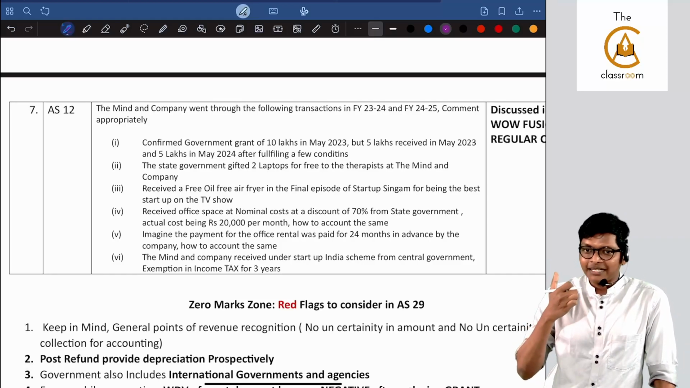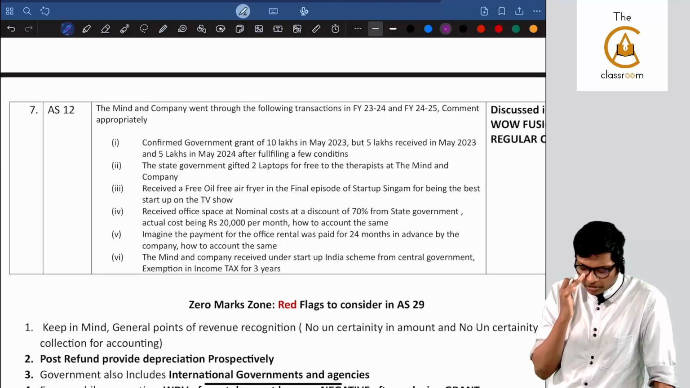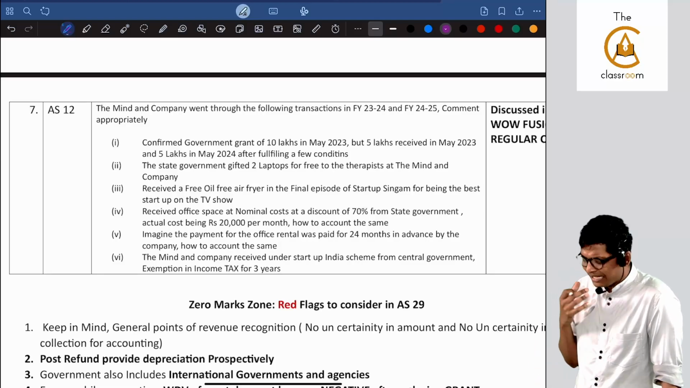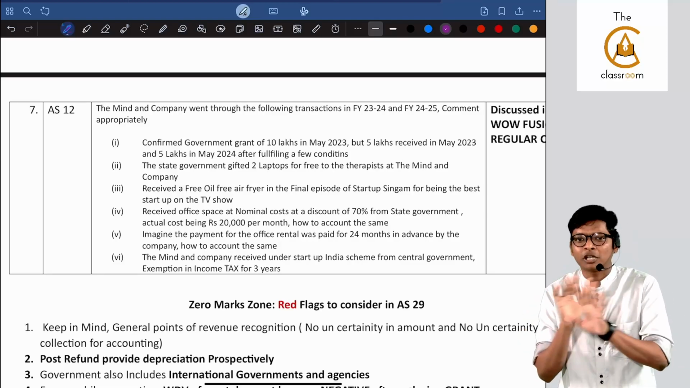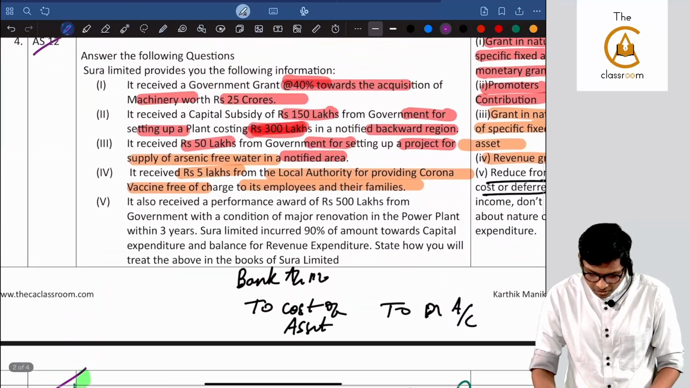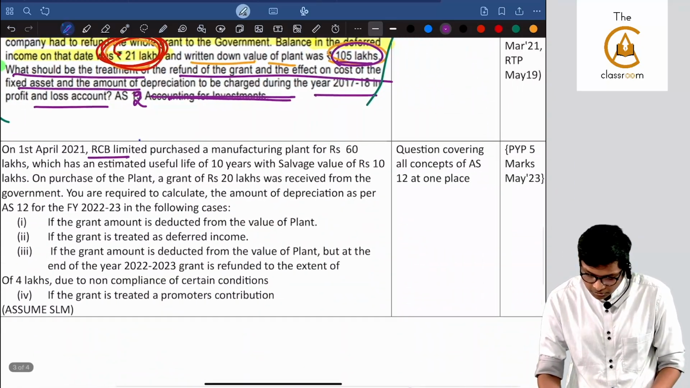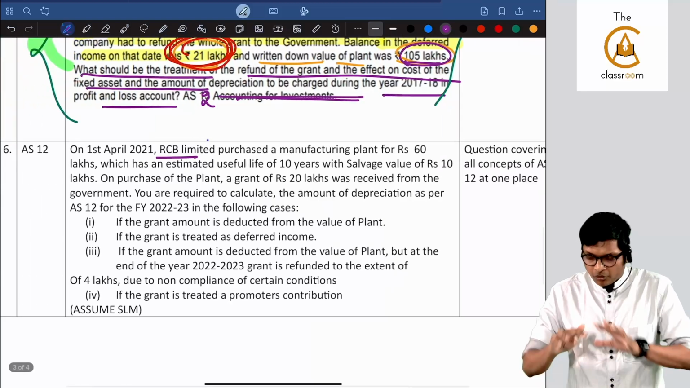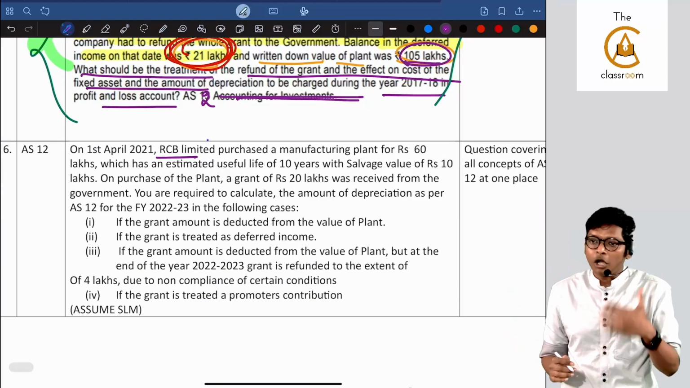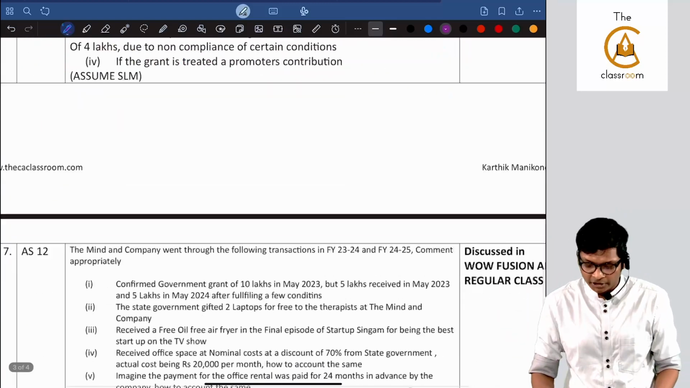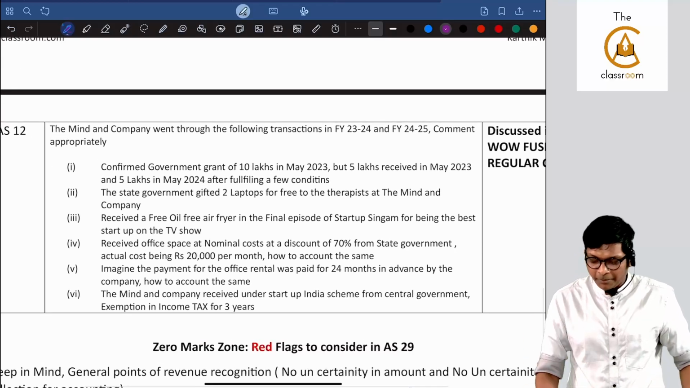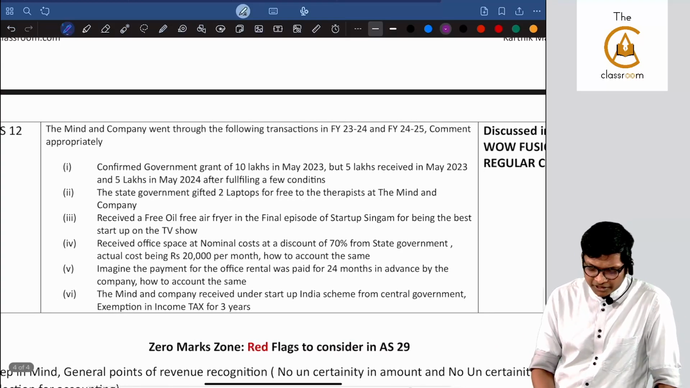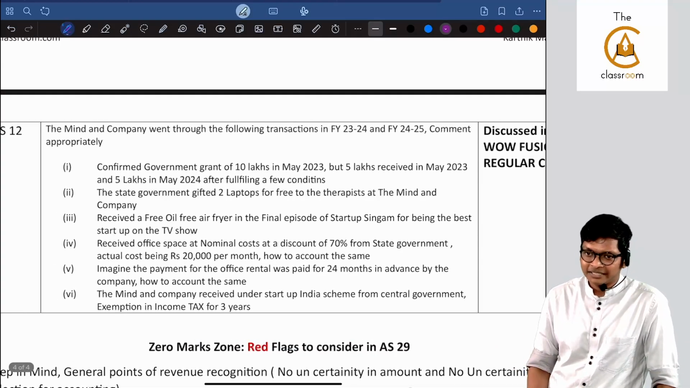That other RCB question, I understand it's getting late. In the one last question we will do, AS12 is almost done. RCB is not difficult. It's just a previous year paper, May 23, full standard revision. All types of basic and easy questions. Last is the Mind and Company question. I have just framed the question by myself with some changes here and there, guys.